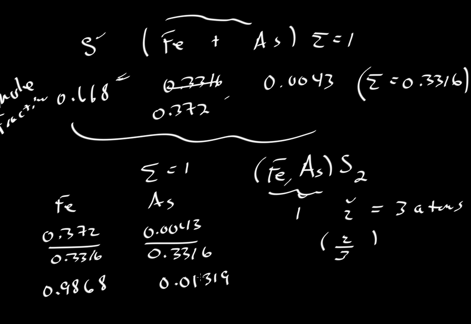Now I've carried this out to several decimal places. There's probably a lot more precision here than there truly is in the chemical analyses. So we'll just round this off to 0.987 and this to 0.013. So if iron and arsenic sum to 1, they would have these proportions.